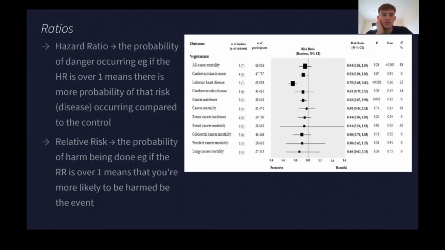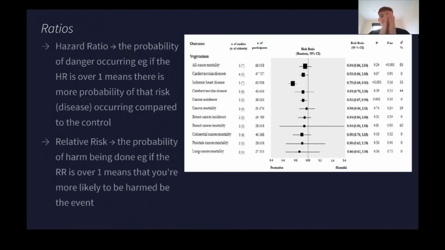So a quick note on ratios. Basically in studies, you can see on the image here, the risk ratio, also known as relative risk. What that basically means is the probability of harm being done. So if this RR is over 1, it means that you're more likely to be harmed by the event, and obviously if it's below, as you can see in the protective and harmful labels, you're at less of a risk.